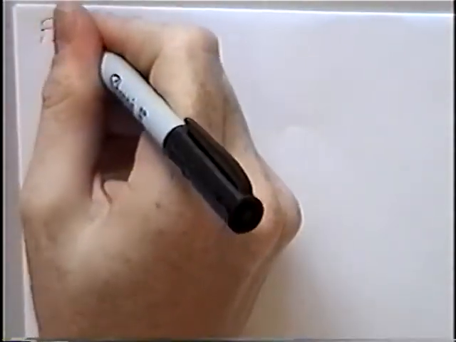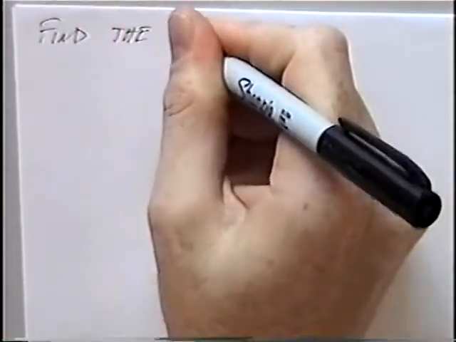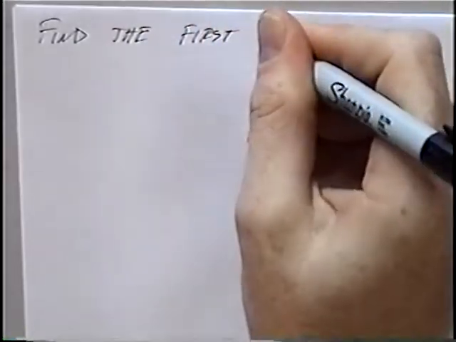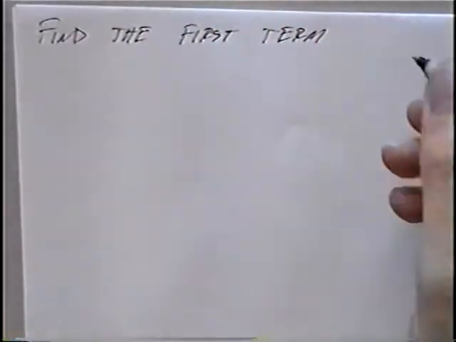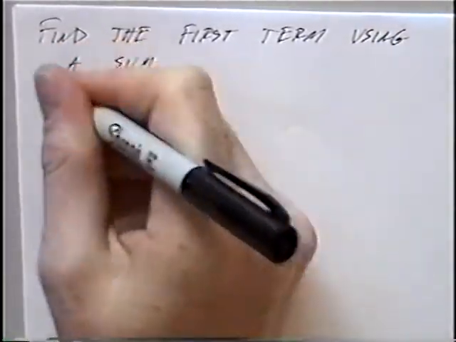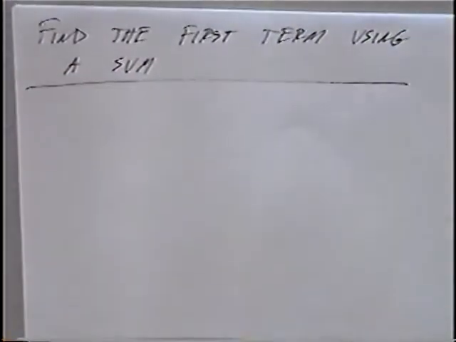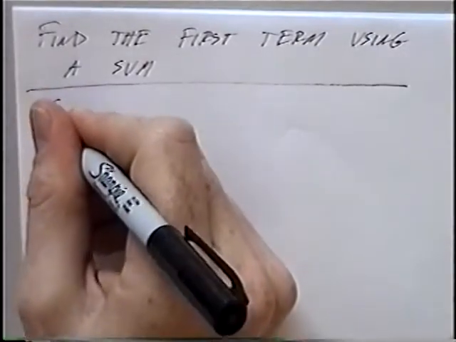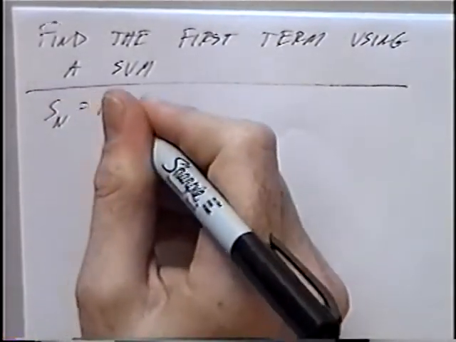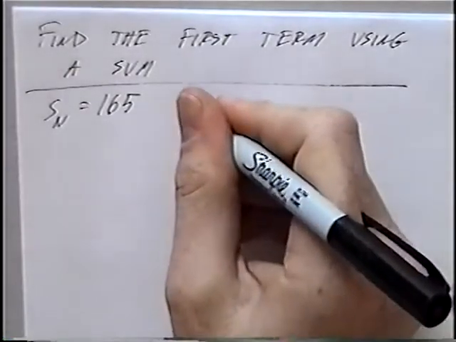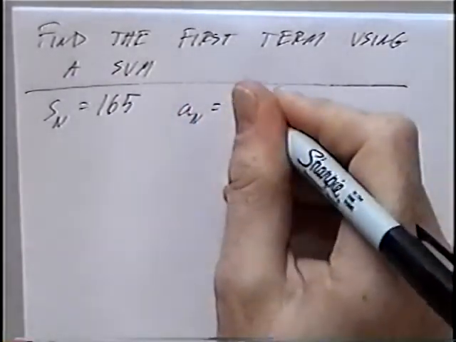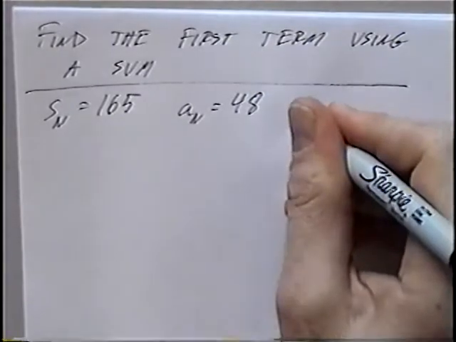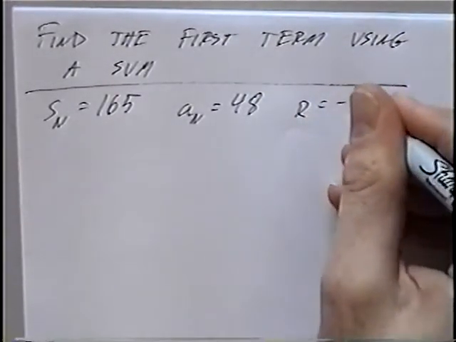Last section today is called Find the First Term, Using a Sum. First question and only question for this section. S sub n equals 165, a sub n equals 48, and r is equal to negative 2/3.